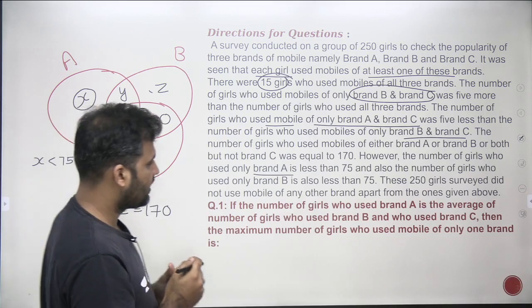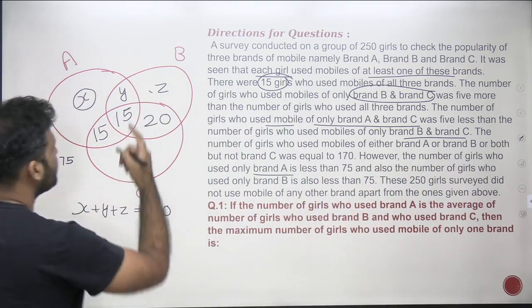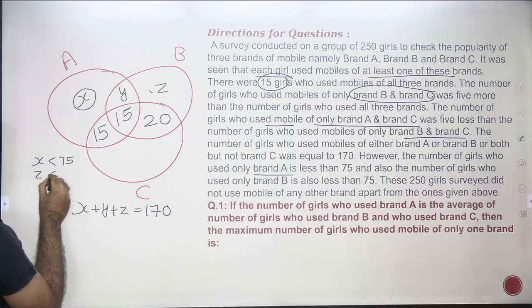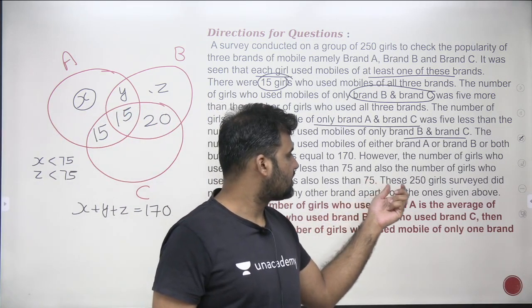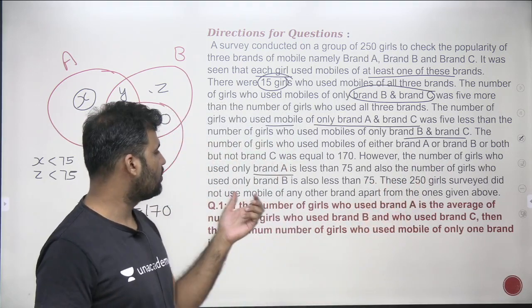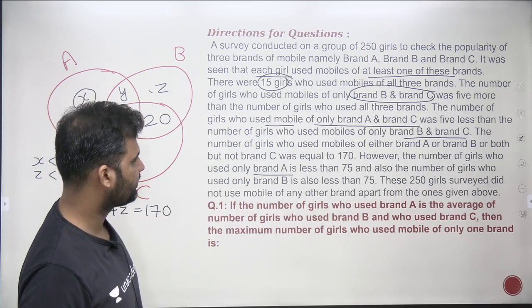And also the number of girls who used only brand B is also less than 75. Only brand B is Y. This value also needs to be less than 75. These 250 girls surveyed did not use mobiles of any other brand apart from the ones given alone.